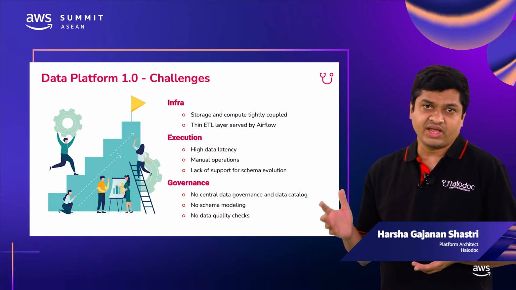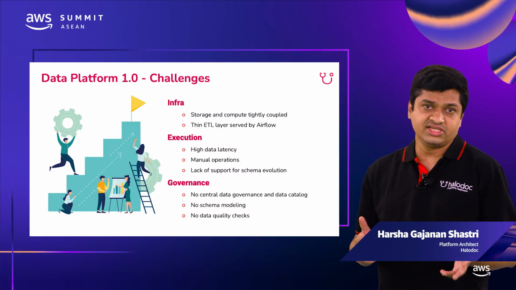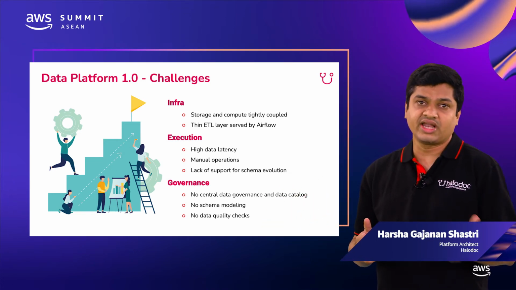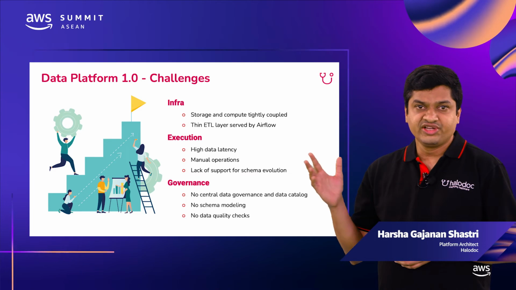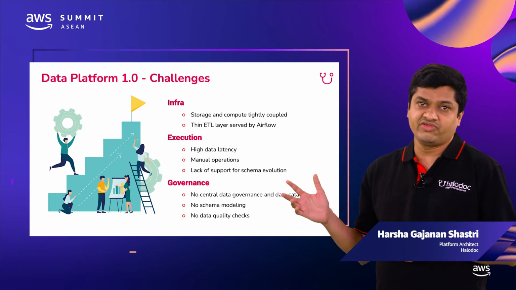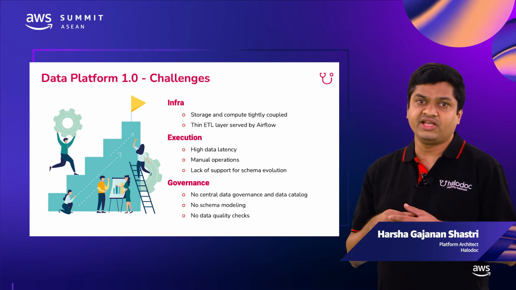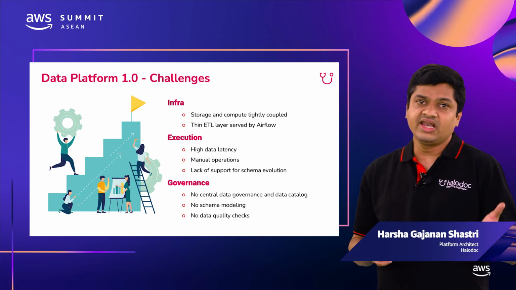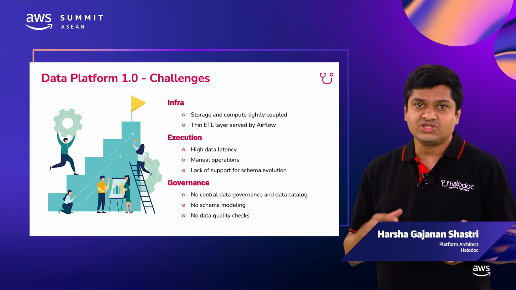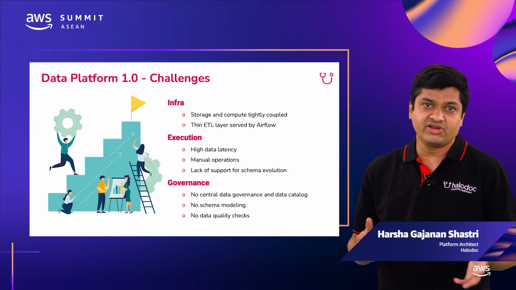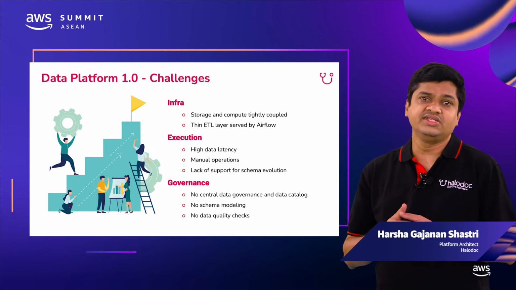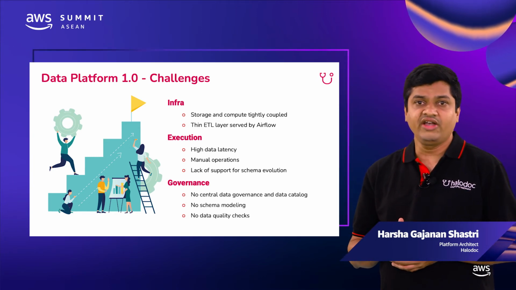Airflow, used as the primary ETL tool, was good for orchestration, but for complex data processing, we needed a distributed framework like Spark. On the execution front, the platform lacked automation, and hence a lot of manual effort was spent in configuring the pipelines for new use cases. Data latency was another issue. Finally, the platform also lacked best practices like data governance, cataloging, schema modeling, and quality checks, resulting in challenges related to data discovery and quality.